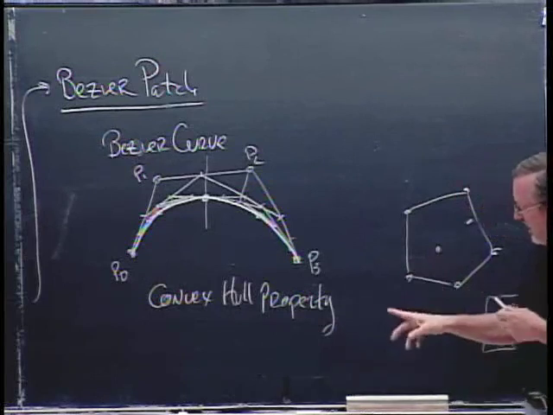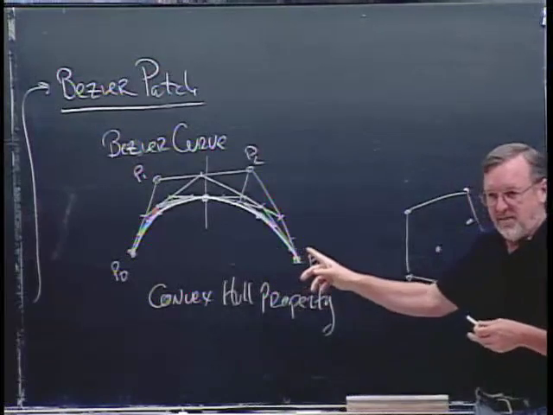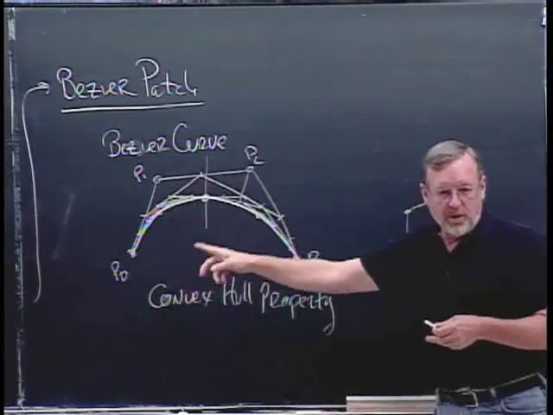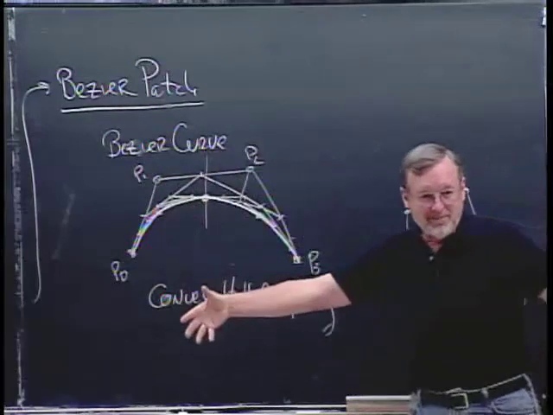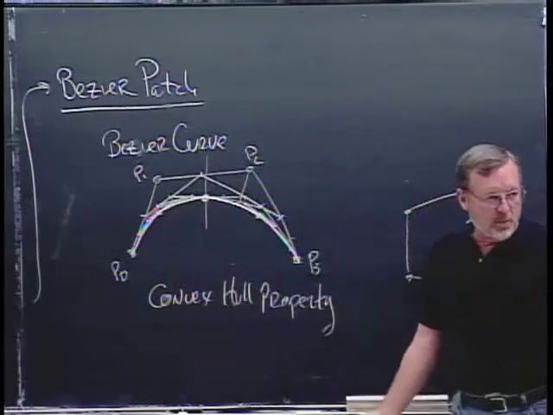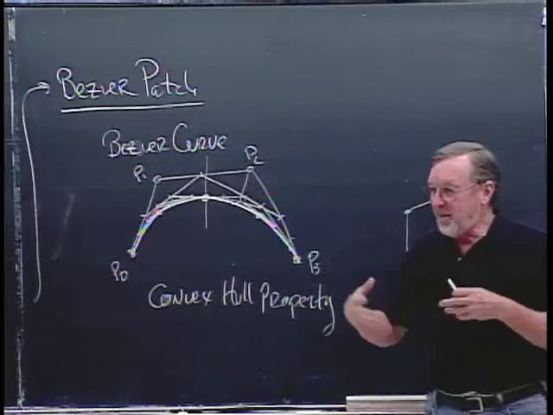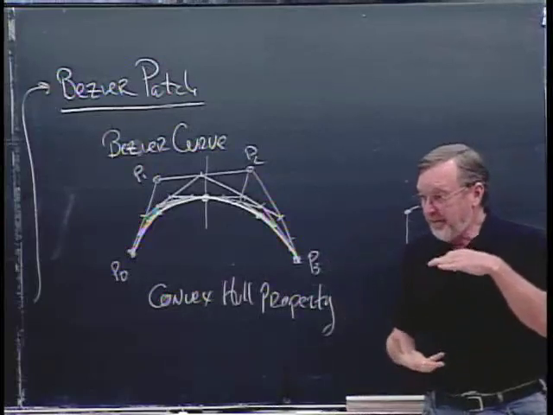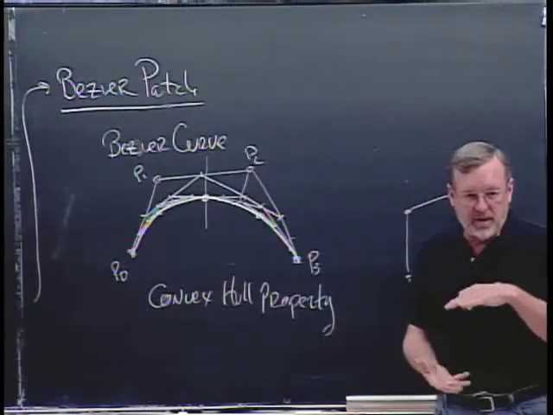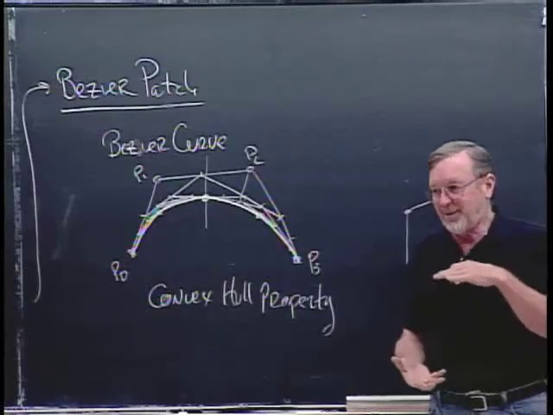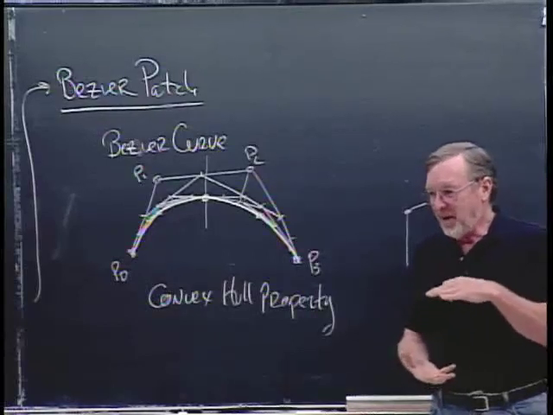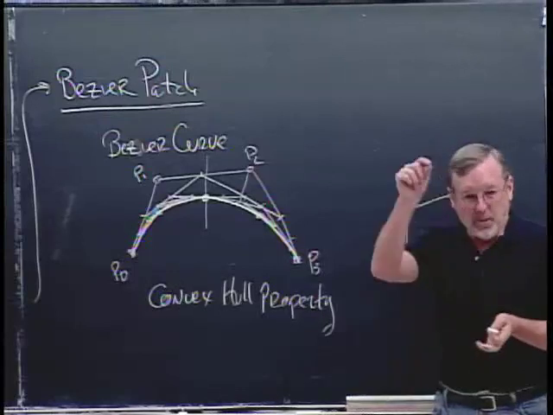But this has the property that if you take the convex hull of all the control points, no matter how many you have, then the curve is going to lie within that convex hull, which is kind of cool because that means that the curve doesn't get away from you very much. It's guaranteed not to get away.